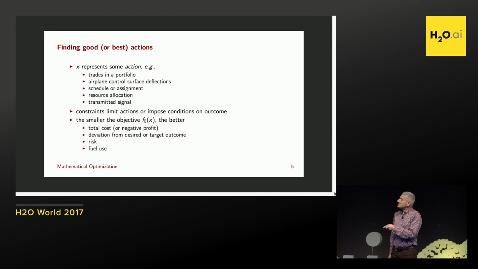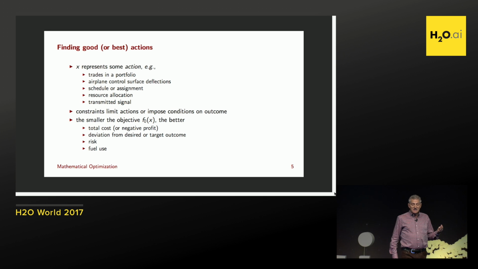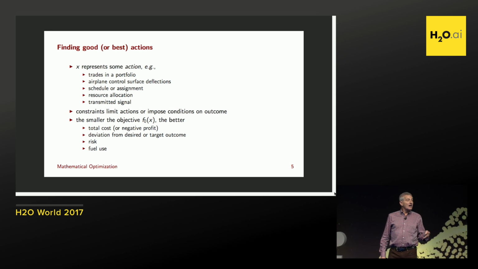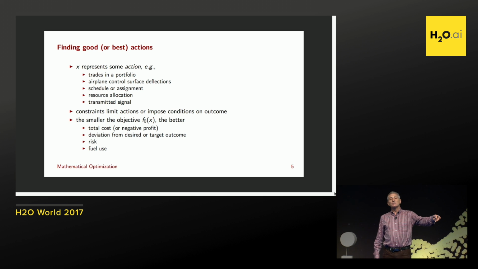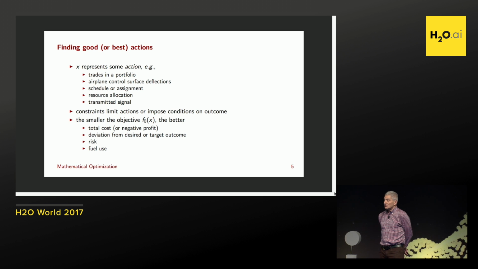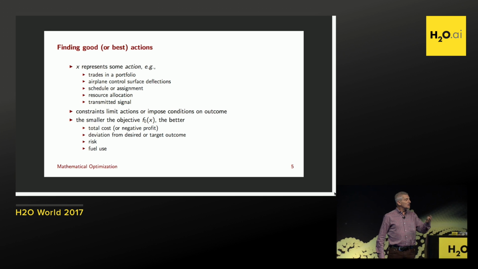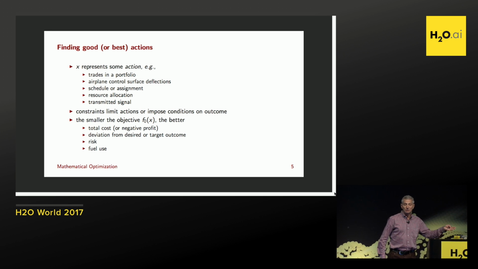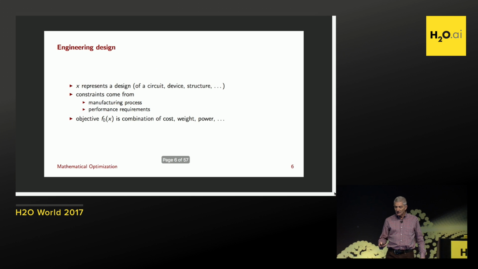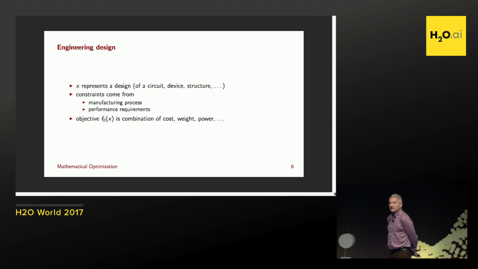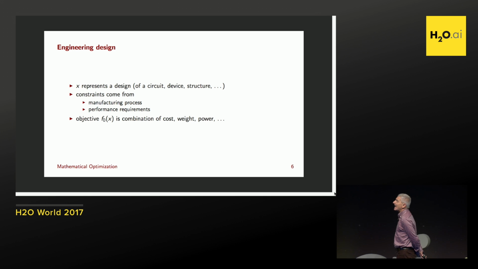And then the objective is simply something which the smaller it is, the better. And that's often something like total cost. It could be the deviation from a desired or target outcome. If you don't think you can achieve it exactly, then it's the deviation from it. It could be risk in finance, for example, or fuel use in control. So in these applications of optimization, the thing you're choosing is something to actually do. It's an action.